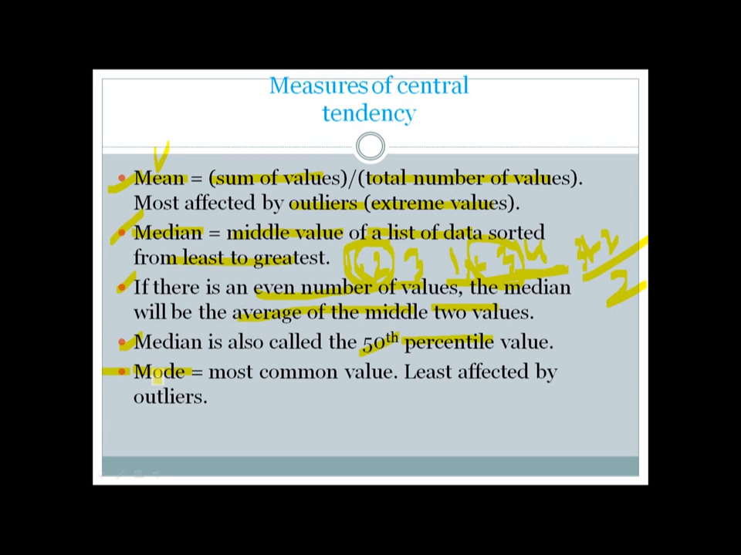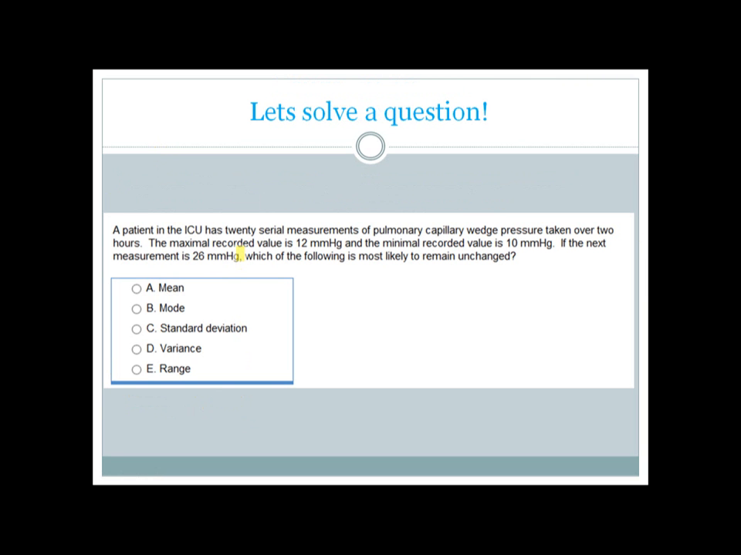Next we have the mode. Mode is the most common value, which is least affected by the extreme values or outliers. This is very important to note. So now we can solve a question by using the concept that we got from the previous slide.